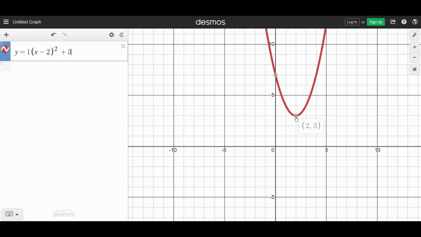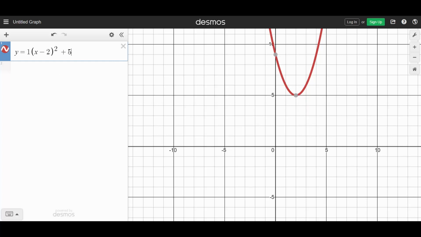And then when I come over here and I look at our vertex of the parabola, notice the coordinates are 2 and 3. Okay, now if I change this to a 5, right, so notice now we have a 2 and a 5, and we look at our vertex and we see 2 and 5.